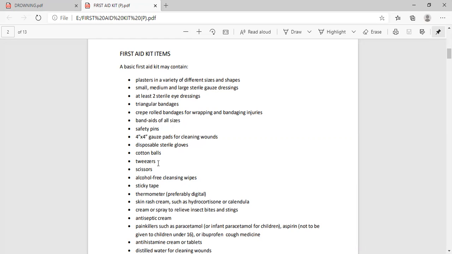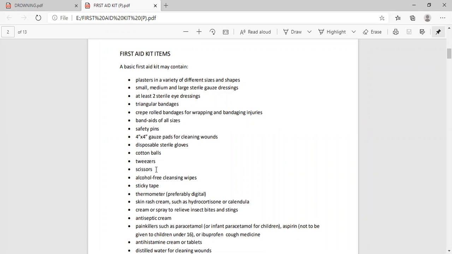At the time of an accident, if there is any debris, for example, the presence of glass or any dirt, then you will have to take it out with the help of tweezers, not with your fingernails, because our fingernails are very dirty and it might lead to further infection. So you should use tweezers. It is a sterile procedure.